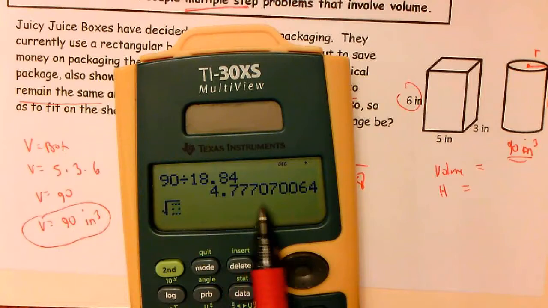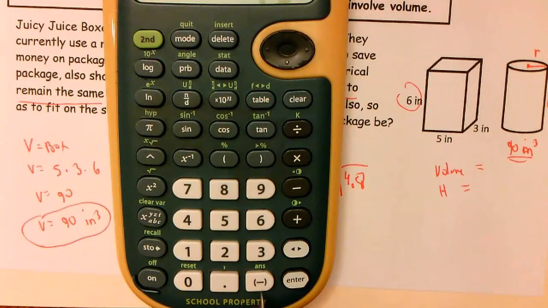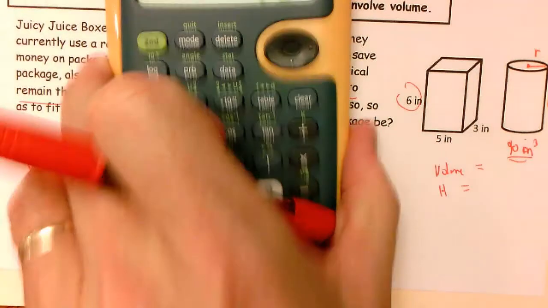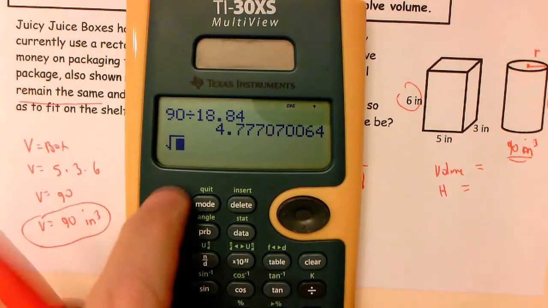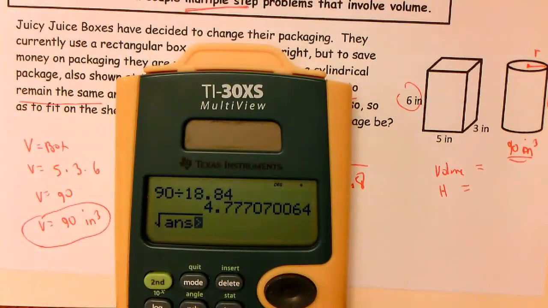So first I'm going to hit the second button and the square root button. But now instead of typing in that answer, I can hit the second button and this button, the negative sign, because the second function of that button is the previous answer, like it says above it. So I'm taking the square root of the previous answer, which is this 4.770, and I'm going to hit enter.